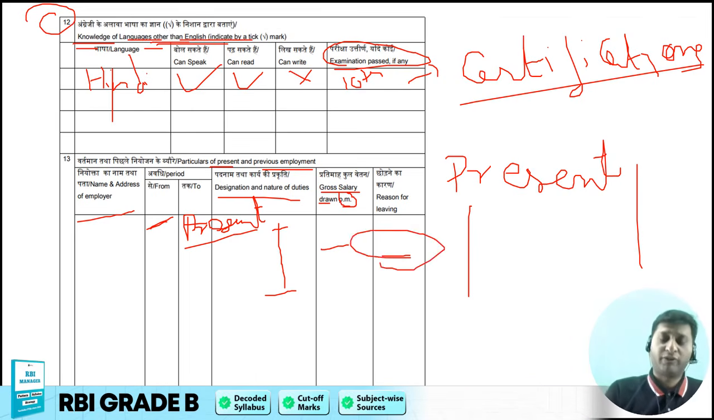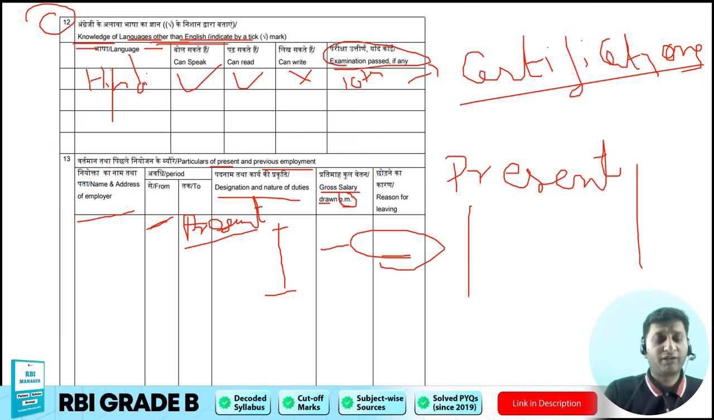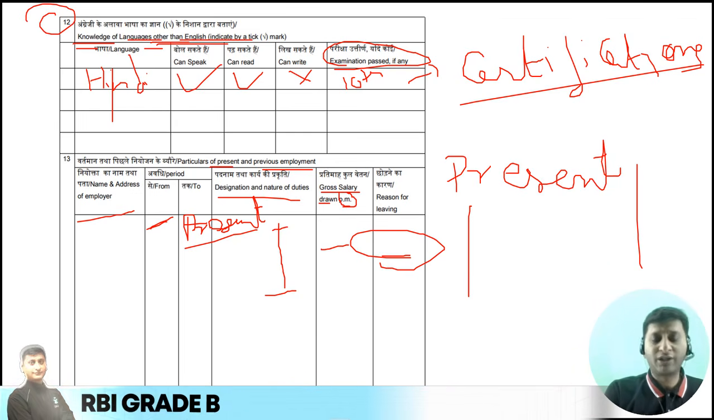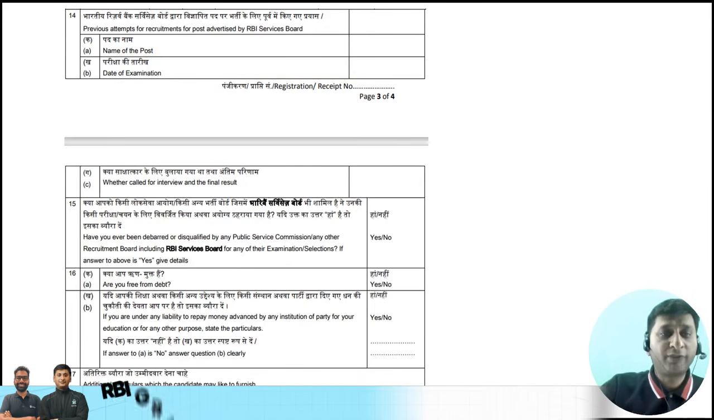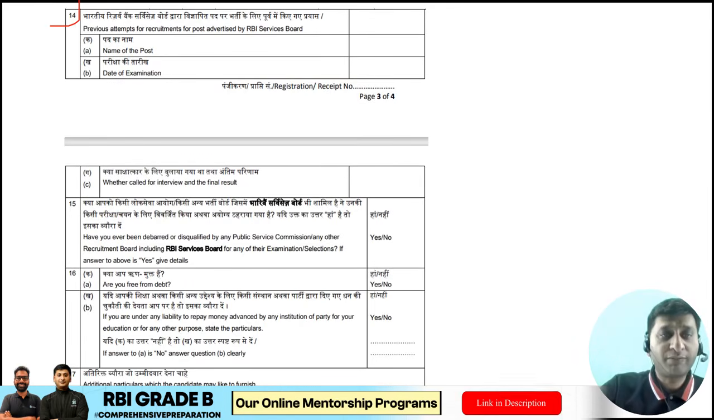Maybe if one company out of three, the work culture was really not that great, you can mention that. Be honest, and you can just justify what the problem was. If that's a very natural, logical problem, they will understand that. Then point number 14 is about previous attempts.